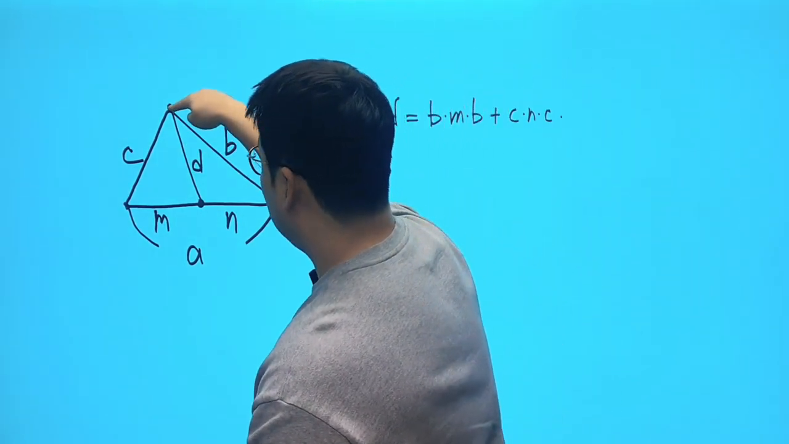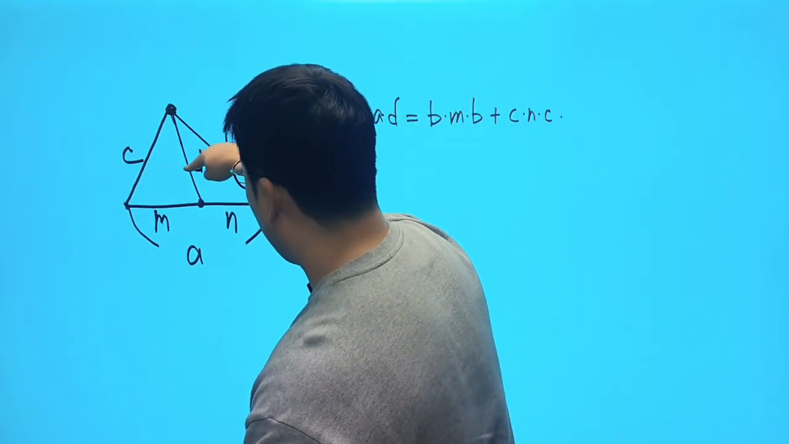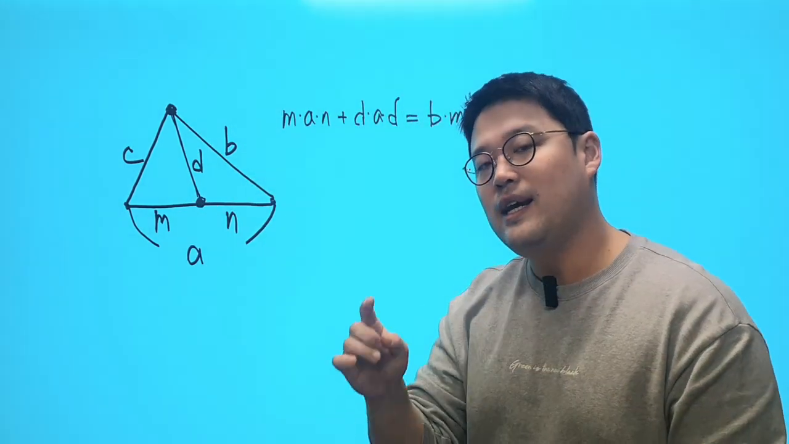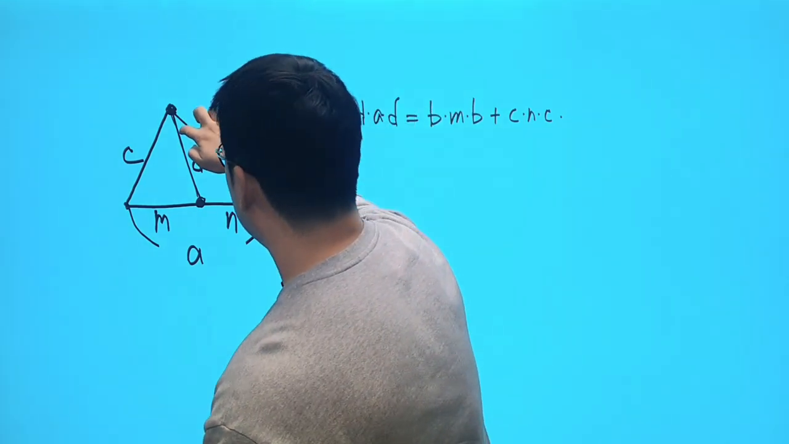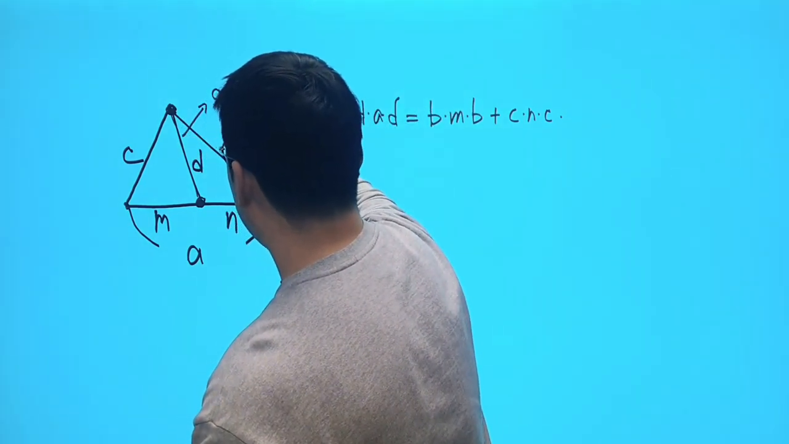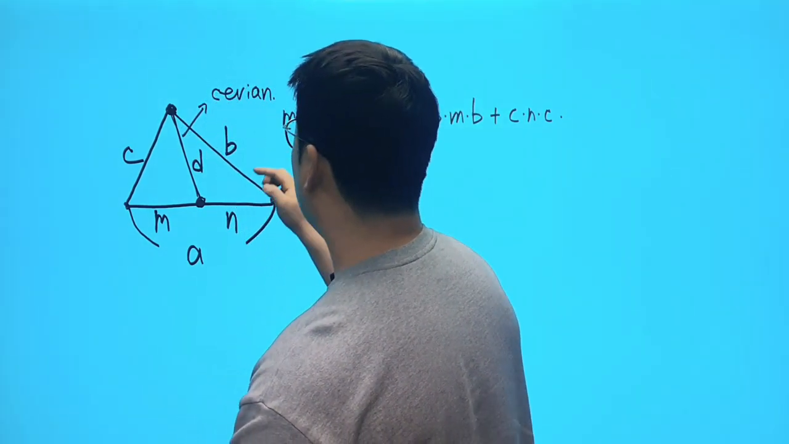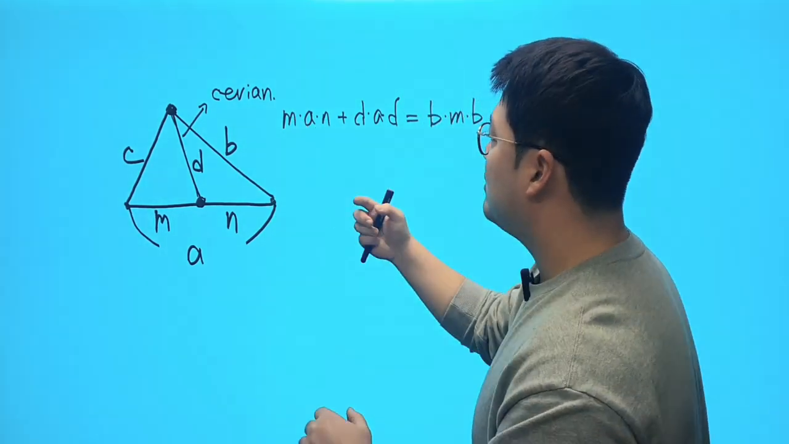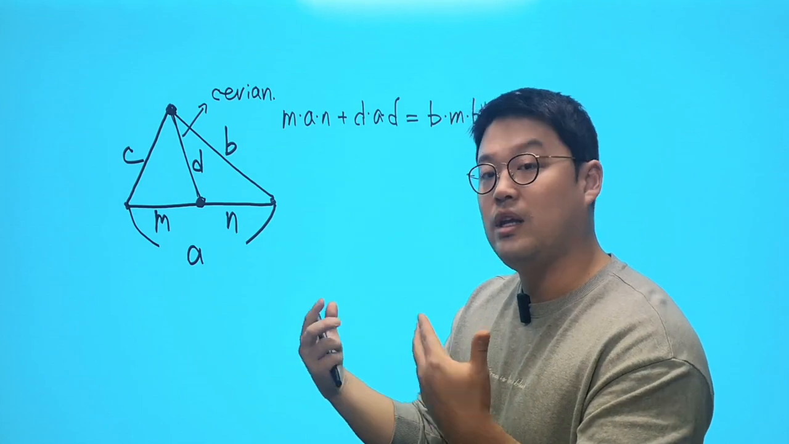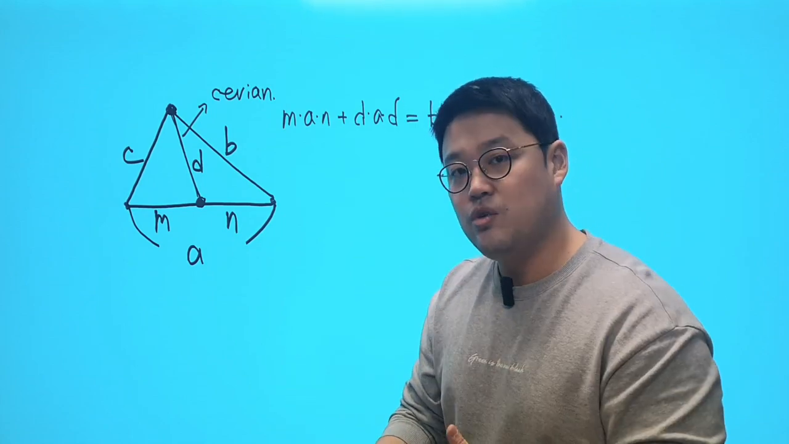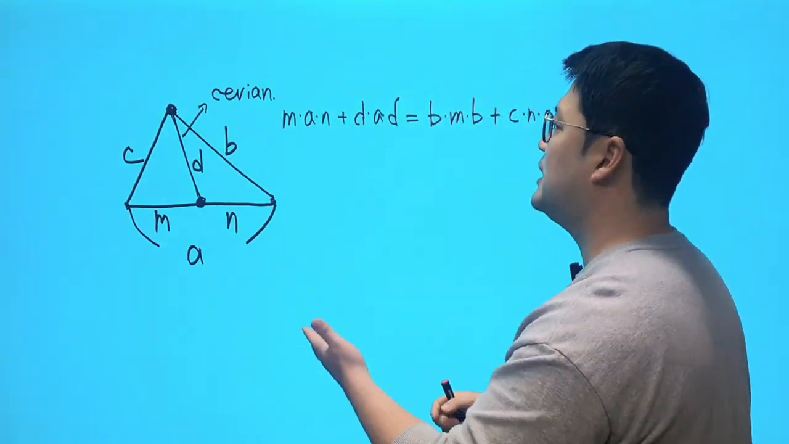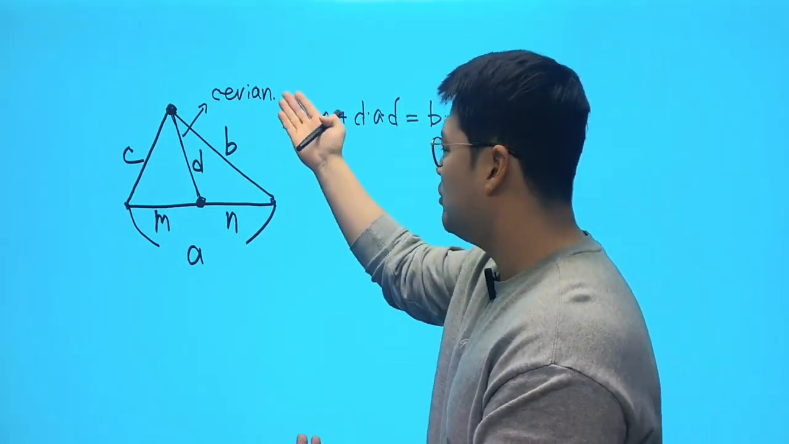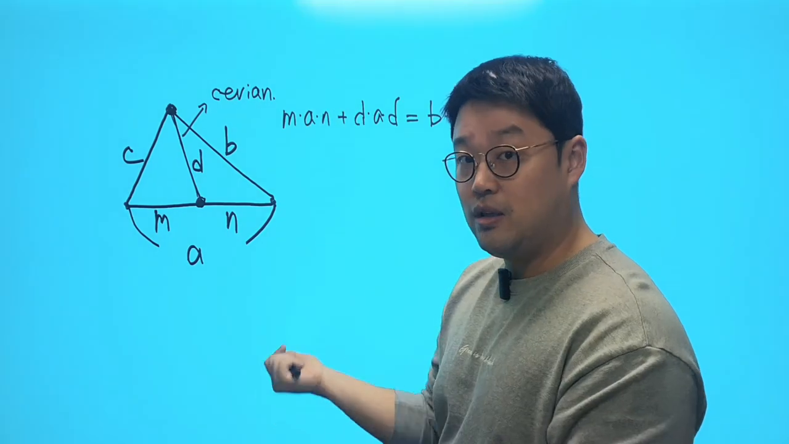And for this line segment that we just connected from a vertex to any point on the opposite side, we usually call it a cevian. All right, so we usually call this line segment a cevian. And of course, among the most important cevians, I would say we can think about the altitude, the median, or probably the angle bisector, but in general, we just call them cevians.